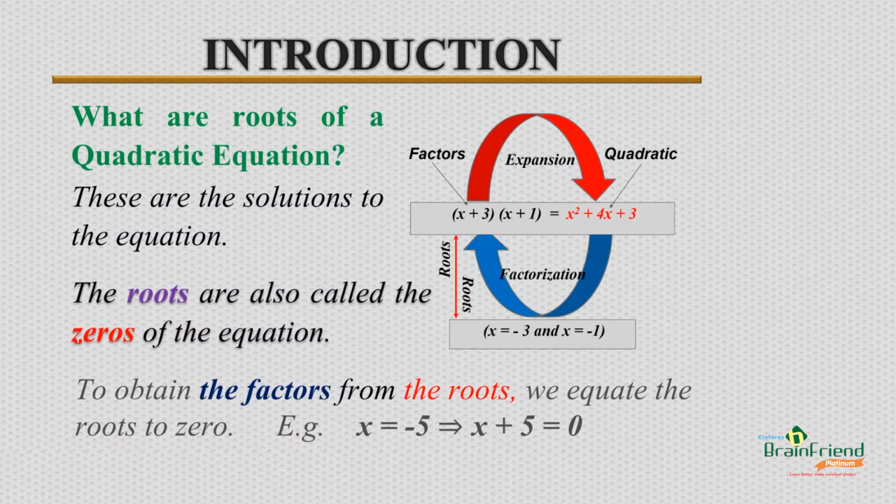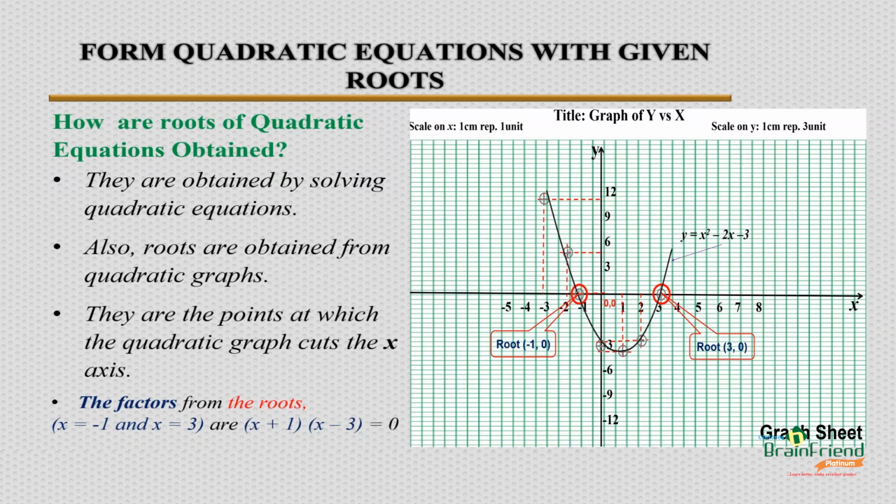Before we start thinking of how to find quadratic equations from given roots, let's first of all understand what the roots of a quadratic equation are. The roots of a quadratic equation are the solutions of that quadratic equation. Also, we say the roots are the zeros of that quadratic equation. To get the factors from the roots, what we need to do is to equate the roots to 0, as shown on the board. Now, let's go on to see how we can find the roots of quadratic equations.